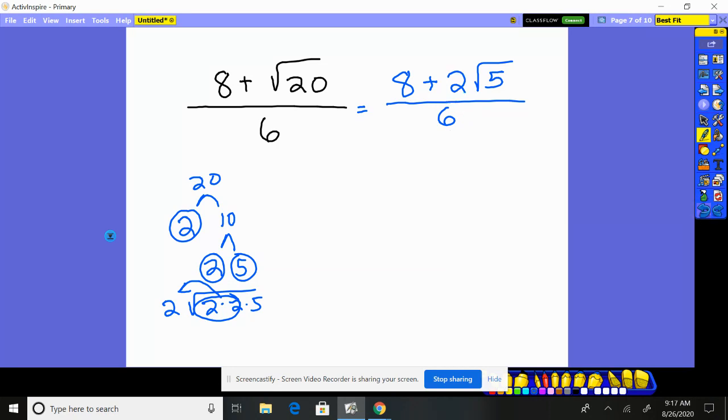Okay? So let's go ahead and do that. All we're concentrating on are the 8, the 2, and the 6. What can the 8, 2, and the 6 be divided by? They can all be divided by 2. So this becomes a 4. 2 divided by 2 is a 1. 6 divided by 2 is a 3. So our final answer, we have 4 plus 1 times square root of 5, so we just write that as 4 plus root 5 over 3. That's what it simplifies to.